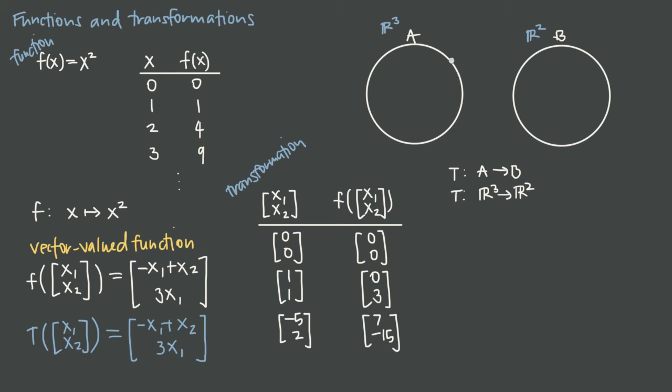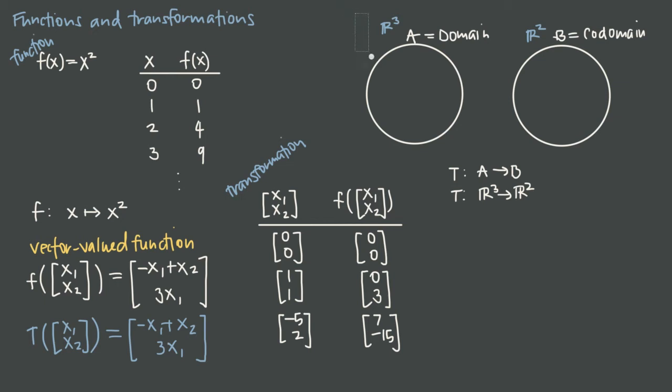Now, the vector set A that we're mapping from, this is called the domain of the transformation. The vector set B that we're mapping to is called the codomain. Now, sometimes the domain or the codomain will be an entire space, R2 or R3 or R4, but sometimes the domain or the codomain is going to be a specific subset of vectors within that space.